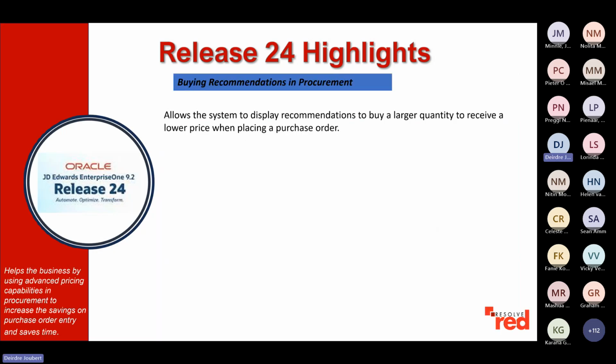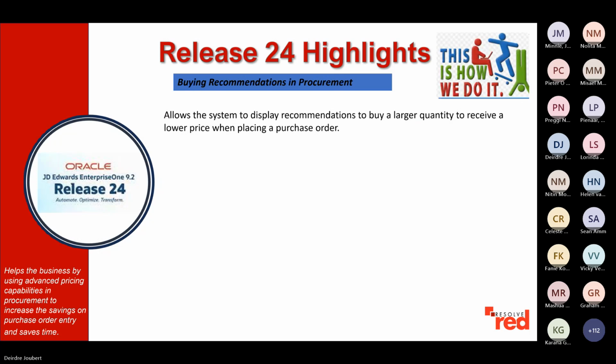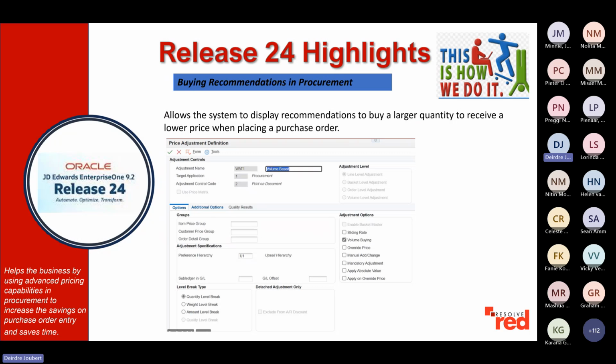Let's see what's next. All right. So the first item I want to discuss in a bit more detail is the volume-based or the buying recommendations in procurement. Like I said at the beginning, this is linked to advanced pricing for procurement. So this functionality allows you, or the system will suggest, if you capture a purchase order, that a discount is available if you order a higher quantity. Quite simple.